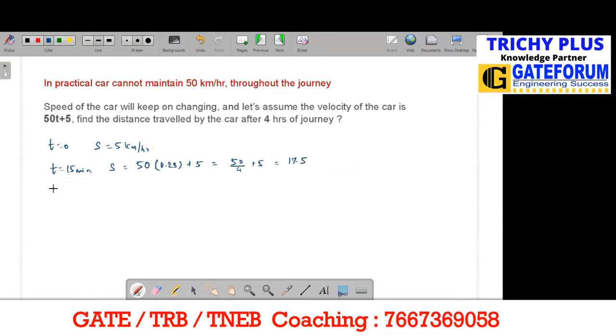Yeah. So let's take t equal to 1 hour. What is the speed of the car? It is going to be 50 into 1 hour plus 5, which is equal to 55 kilometer per hour. So this is how the speed of the car is going to change. Now tell me, after 4 hours, what is the distance traveled by the car?